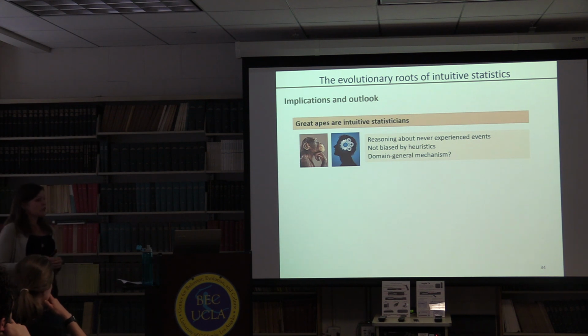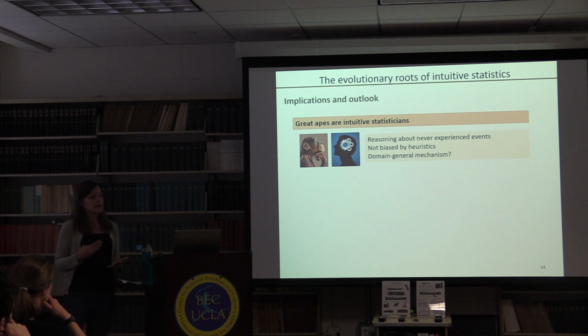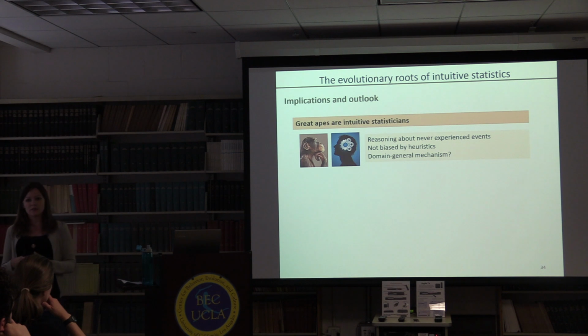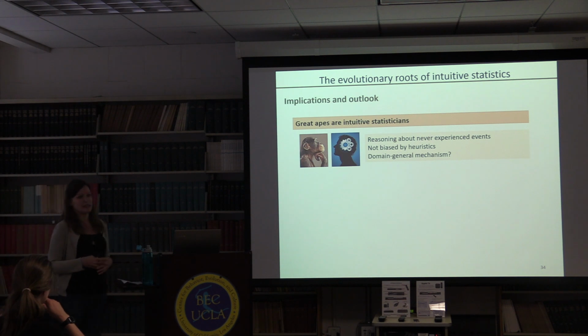So future research should try to shed more light on this potential domain general mechanism and try to see whether chimps also consider other types of information, such as physical information, and also in different task setups in different contexts.